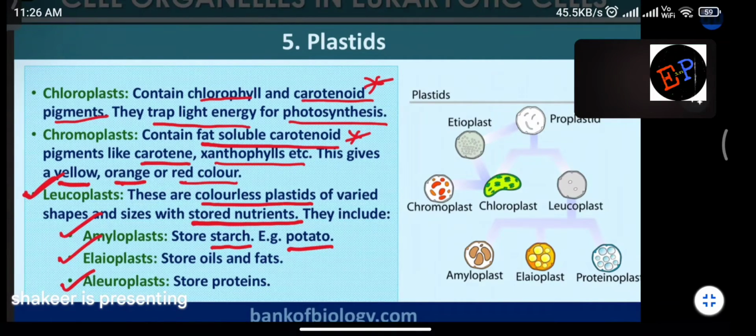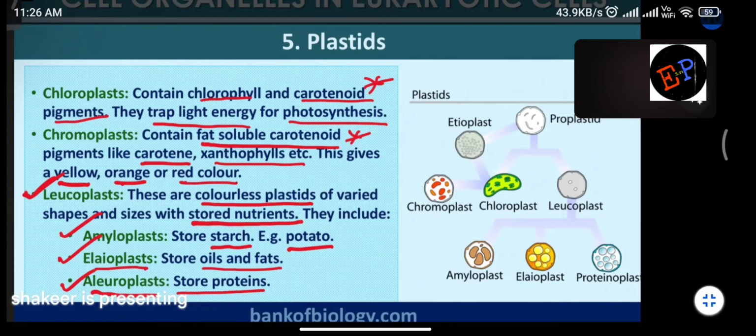Next, elioplast. What is the function of elioplast plastids? They store oils as well as fats. That is the function. Next, aleuroplast. What will they do? They will store the proteins. Are you able to understand? So these functions you should learn by heart very carefully.